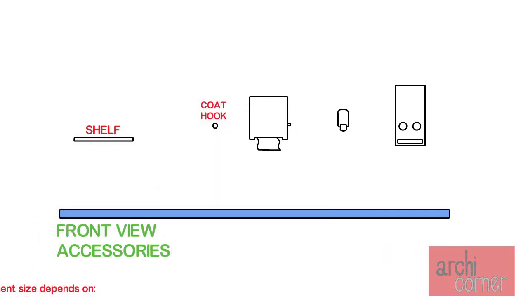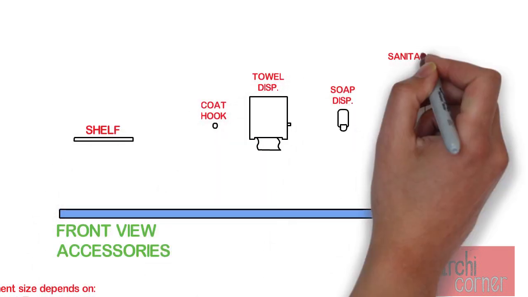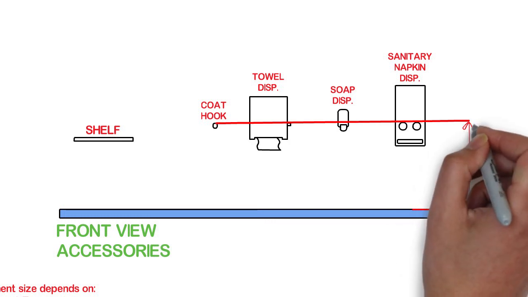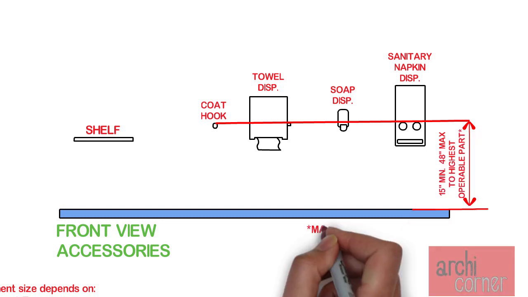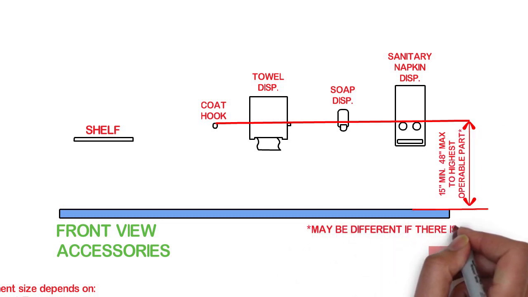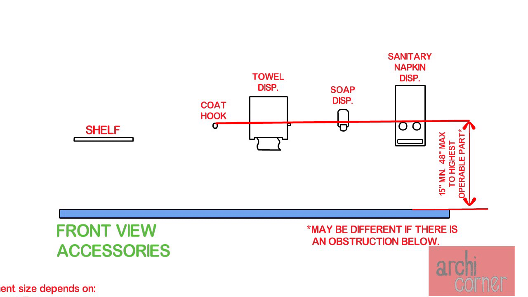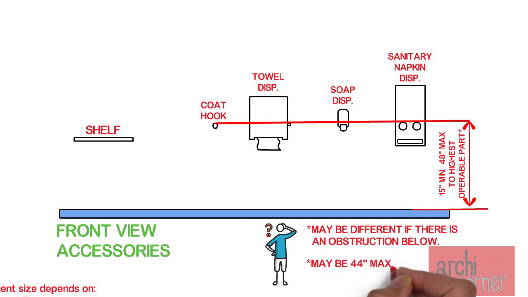We are moving on now to the accessories. Coat hooks may be installed up to 48 inches maximum above the finished floor, only if there's no obstruction below. Since this is a restroom, it is uncommon to have a counter or shelves underneath the coat hook. And let's face it, if you place a counter or shelf beneath the coat hook, then why even put one at all? Just have in mind that if there are obstructions below, although unlikely, this might be reduced to 44 inches above the finished floor depending on the type of obstruction.